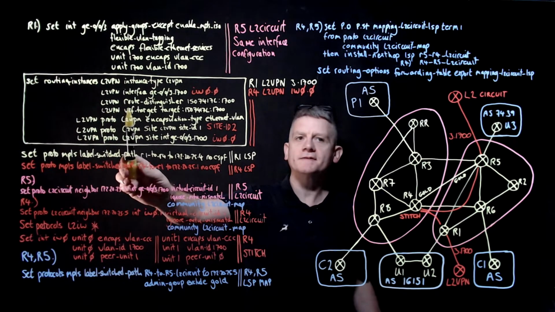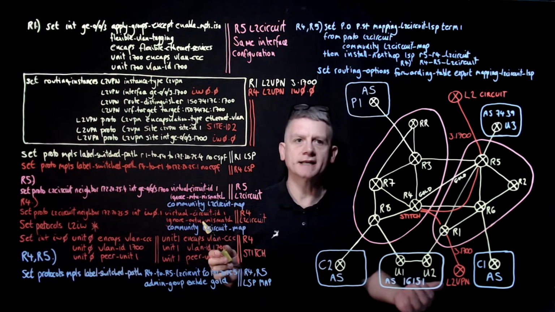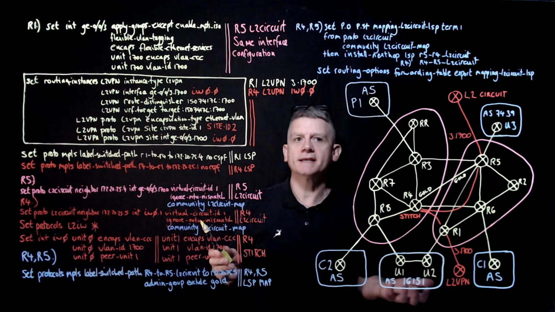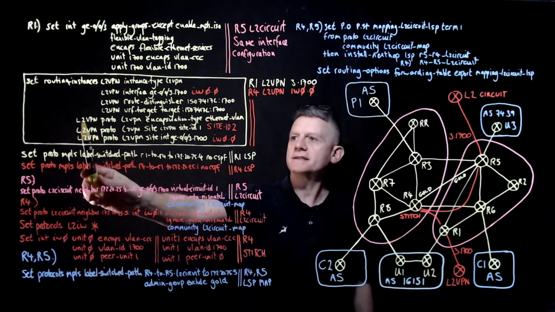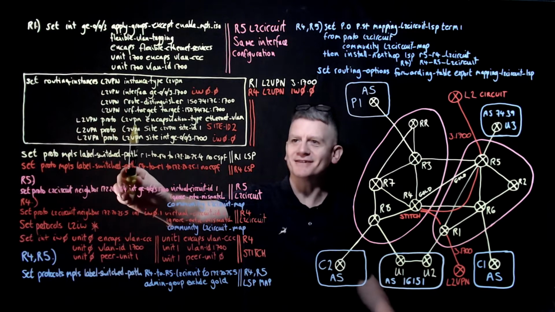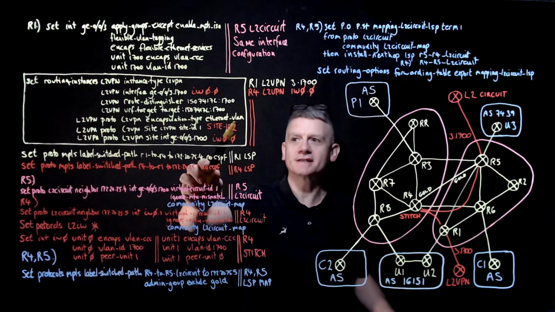Okay, and VRF target is fine here. We don't need a VRF import and an export. I mean, after all, this is an L2VPN. There's going to be no complex import and export requirements. We then have set routing instances L2VPN, protocol L2VPN, encapsulation type Ethernet VLAN, which is the standard.